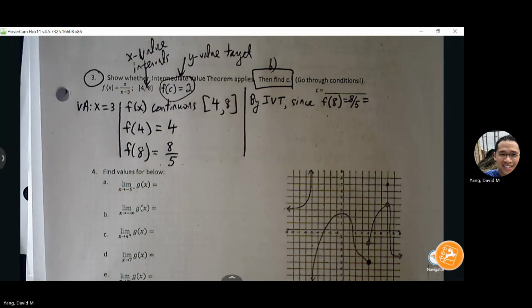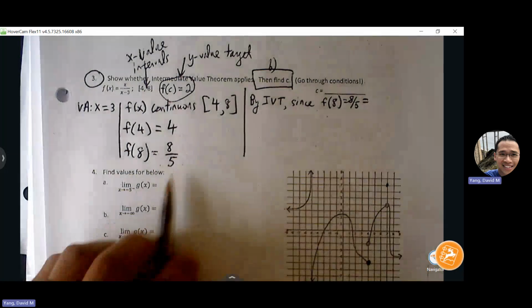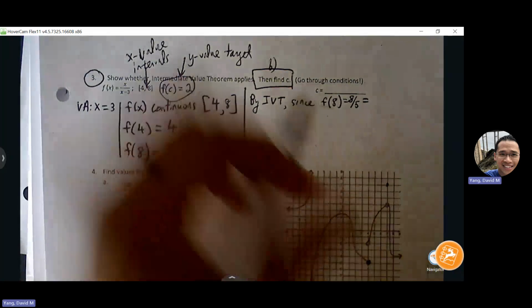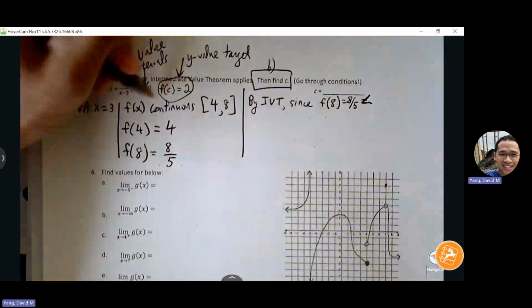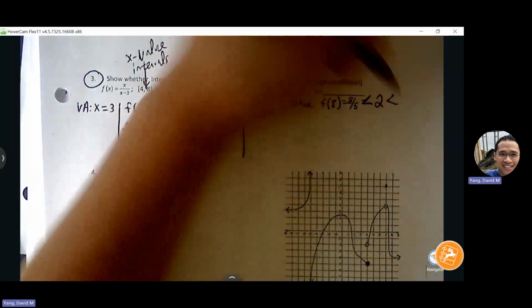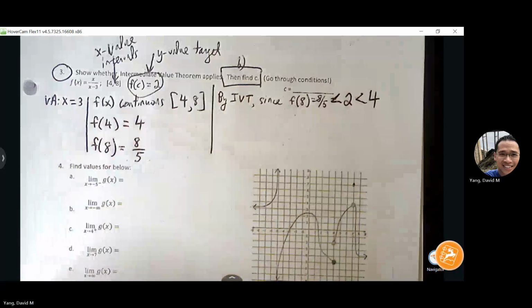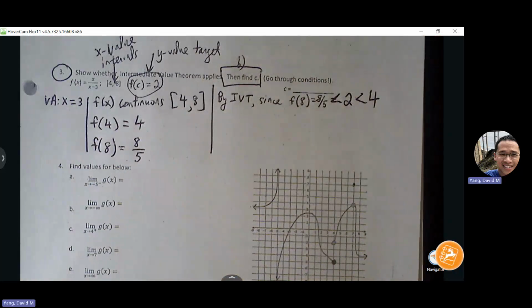So, okay, f of 8 equals 8 fifths. 8 fifths is less than 2, and 2 is between 8 fifths and 4.